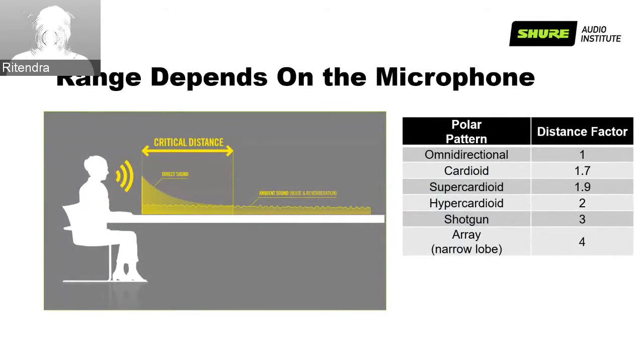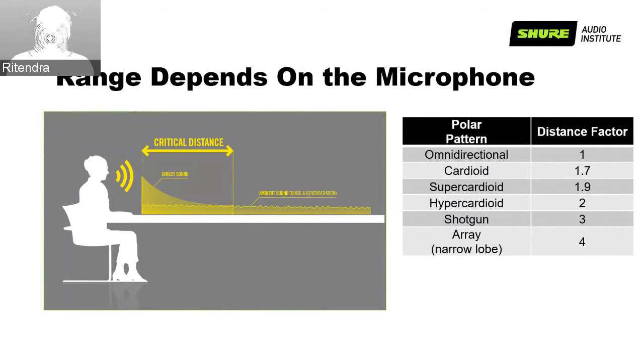The critical distance is the distance at which the direct sound from a speech and the ambient noise and the reverberation are of equal intensity. Remember, it's on equal intensity. Yeah, beyond that distance, the microphone no longer picks up enough and doesn't sound intelligible for a speech level, right?